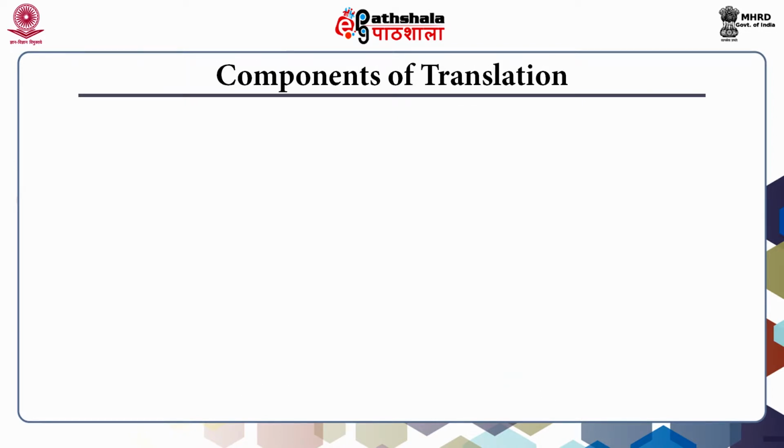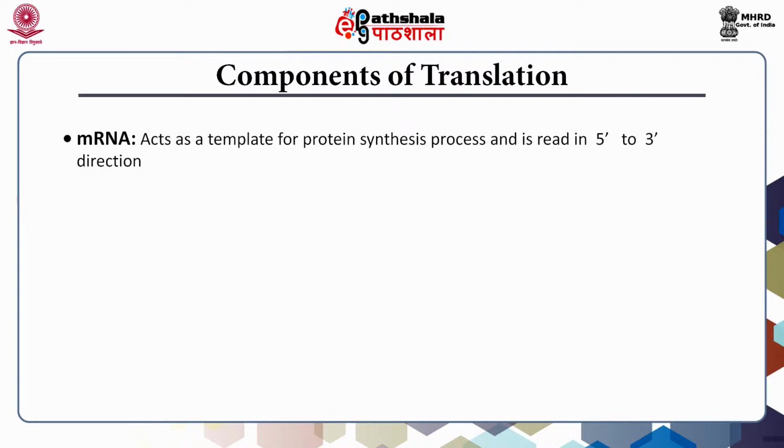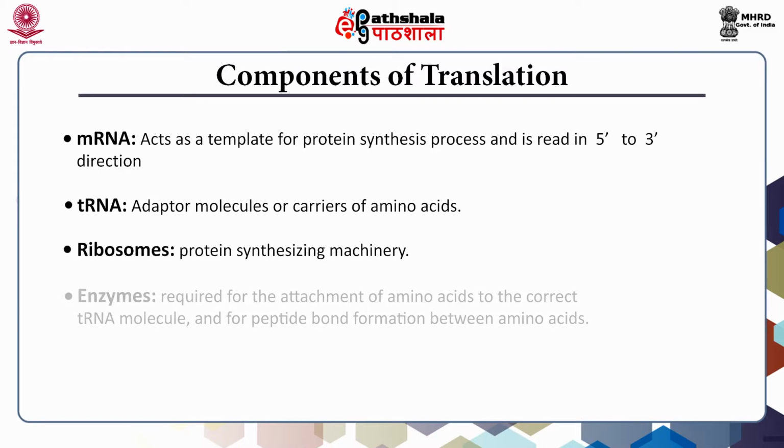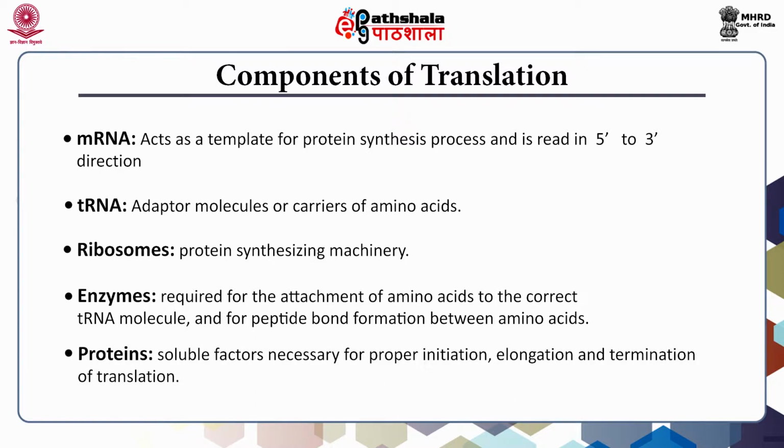Next we come to the components of translation. The different components of the translation process include messenger RNA, which acts as a template for the protein synthesis process and is read in 5' to 3' direction. Transfer RNA molecule, which acts as an adapter or the carrier of amino acids. Ribosomes, which are the protein synthesizing machinery. Enzymes, which are required for attachment of amino acids to the correct transfer RNA molecule and for peptide bond formation between amino acids. Various soluble proteins are also required for proper initiation, elongation and termination of translation.